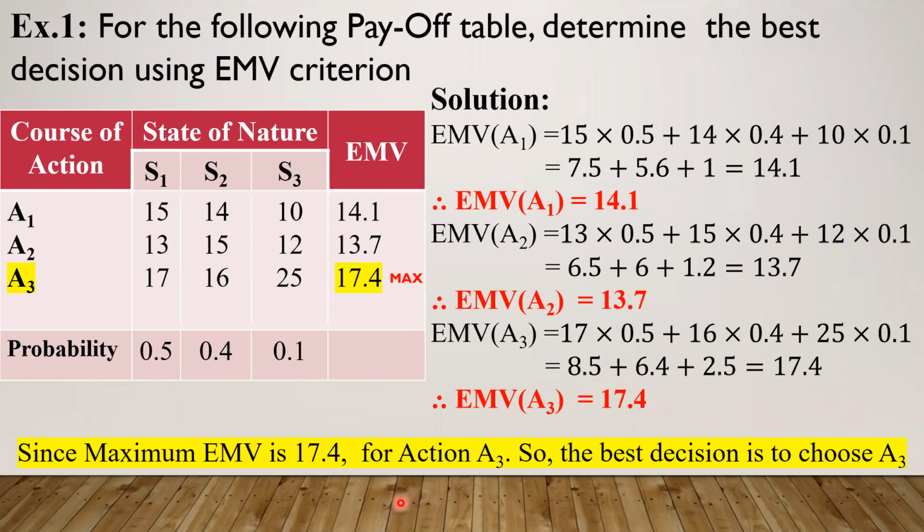You are also given, let us look at this last row, probability. Probability of occurrence of event S1 is 0.5. Probability of occurrence of event S2 is 0.4, and probability of event S3 is 0.1. So you are given the probabilities here. So in every problem of decision making under risk, this probability will be given.